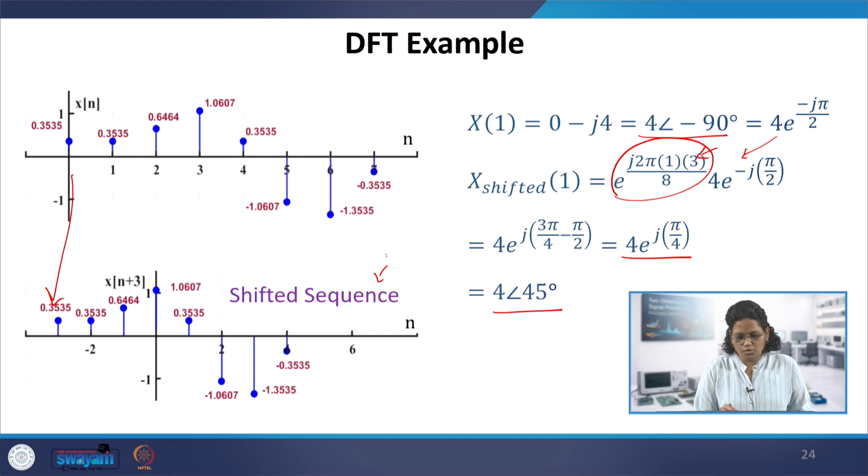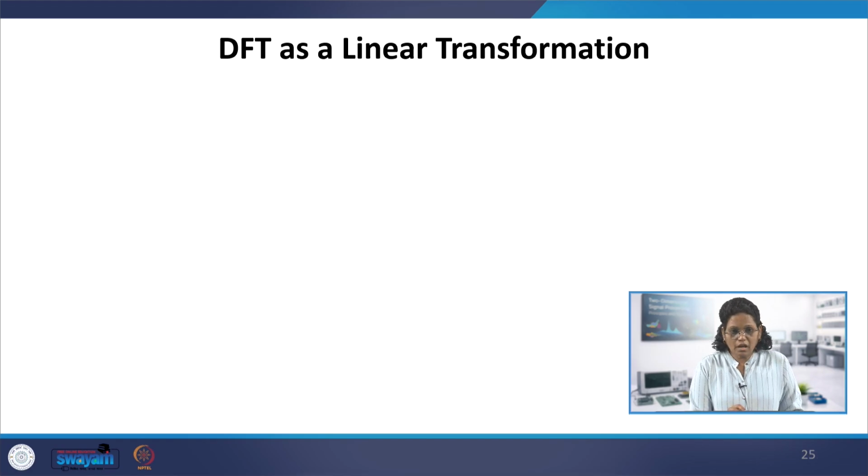So this is the shifting theorem, and it helps in finding the DFT of the shifted sequence without computing it again, by knowing the DFT of the unshifted sequence. This is what is helpful in the sliding DFT and so on. And we'll consider the DFT as a linear transformation, like moving from one plane to the other.